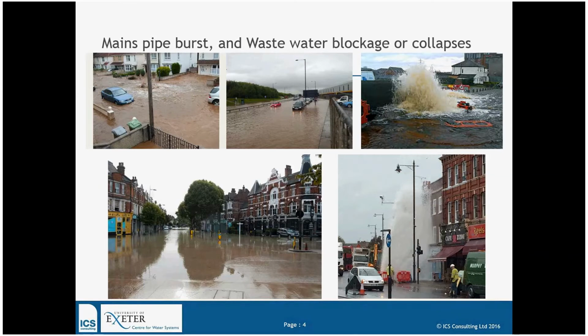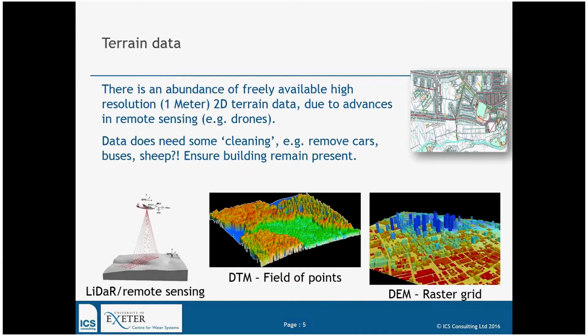This is the sort of thing we're looking at specifically. Pipe bursts can cause a lot of damage to residents and costs to the water company. So in order to assess the risk, we simulate these. Available data: as we know, we've got a lot of 1 meter high resolution data. It's freely available from the Environment Agency in the UK.